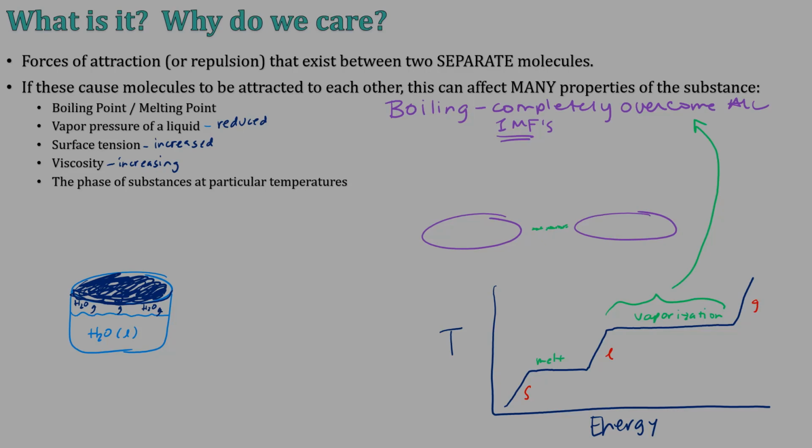All right, and the phase of substances at a particular temperature is also affected. If it's a solid at room temperature normally, then it is very attracted to each other as compared to a liquid or a gas at room temperature. So the more intermolecular forces that they have, the more attracted they'll be to each other, and it can affect the phase that it exists in.